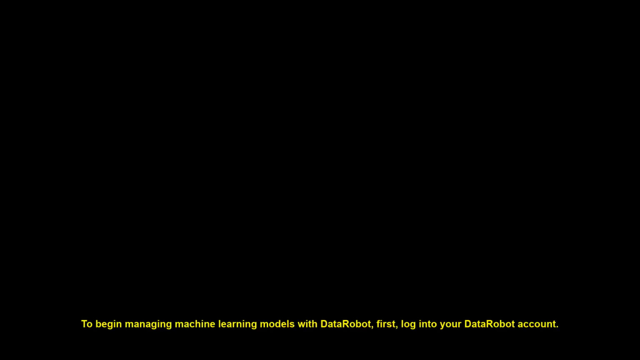To begin managing machine learning models with DataRobot, first, log into your DataRobot account. Once logged in, navigate to the Projects tab on the main dashboard. Click on New Project to create a new project for your machine learning models. Upload your dataset by selecting Upload Dataset, then choose the file you want to work with.